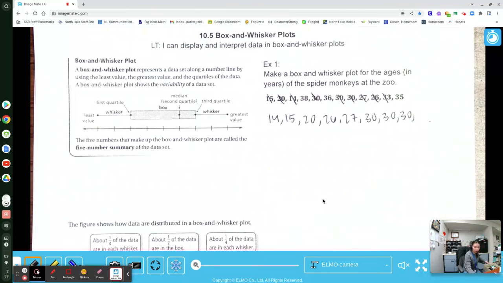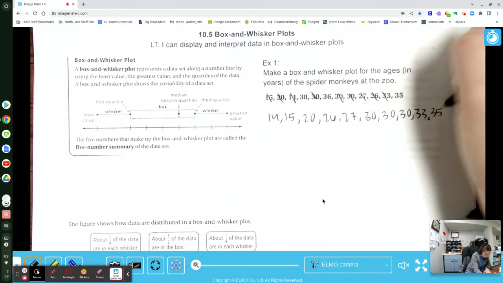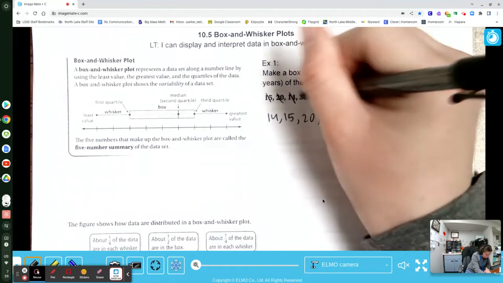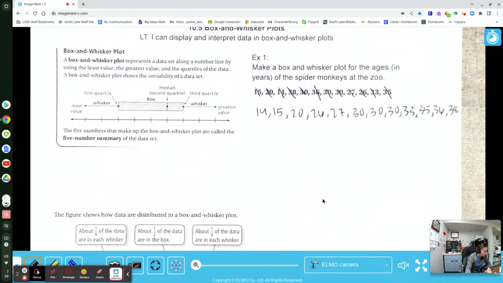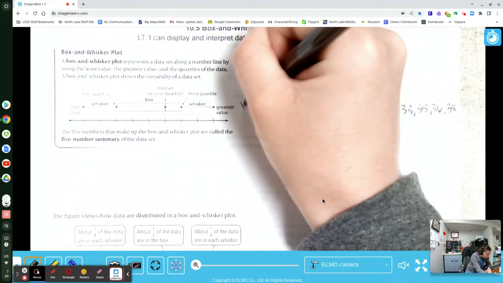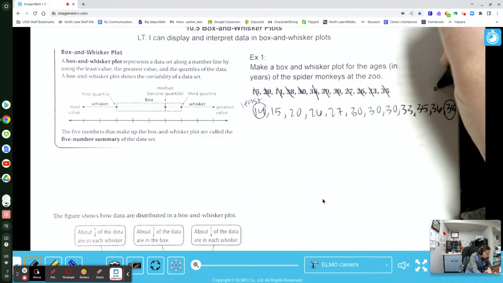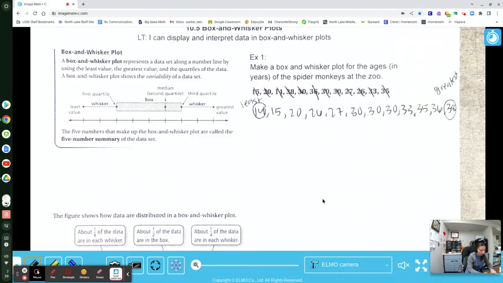All right. So next we have 33, then 35, 36, and 38. So my data is ordered from least to greatest. So I need the least value, which is 14, the greatest value, which is 38. I need the median as well, so let's work on that.